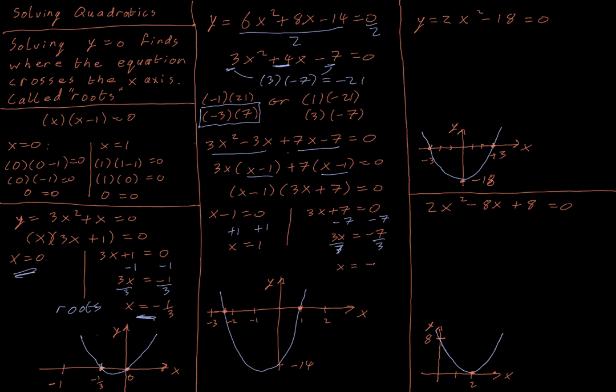I get x is equal to -7 over 3. And these again are my two roots of my equation. These are my two roots.